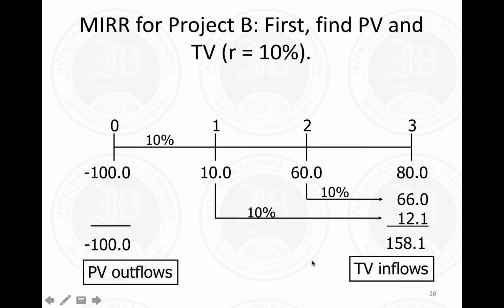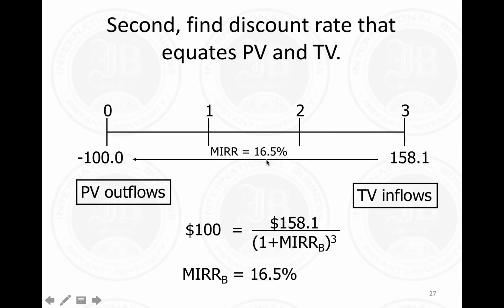So for our project B, we take each one of these cash flows, and instead of taking them to present value, we take them to future value. The 60 becomes 66, the 10 becomes 12, etc. The 80 is already in the future. And the terminal value of these inflows is 158. And we have 100 in terms of outflows. Now we calculate what is the rate that will give us that outcome. So from 100 to 158 in 3 years, and that rate is 16.5%.